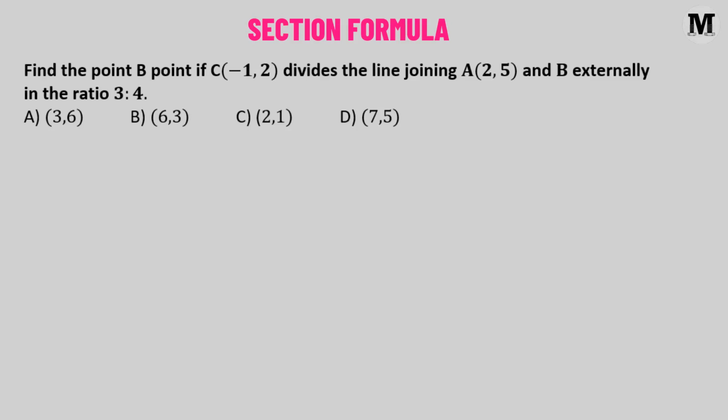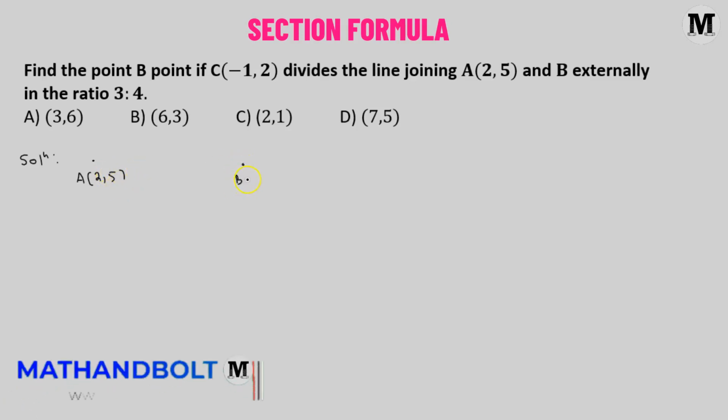We need to find the point B if C divides the line joining A and B externally in the ratio 3:4. Let us begin. So here we have, let's say, a point A. A has the coordinates 2, 5. Then we have another point B. Now we need to determine the coordinates of point B.